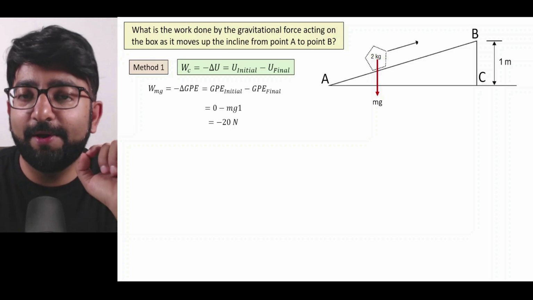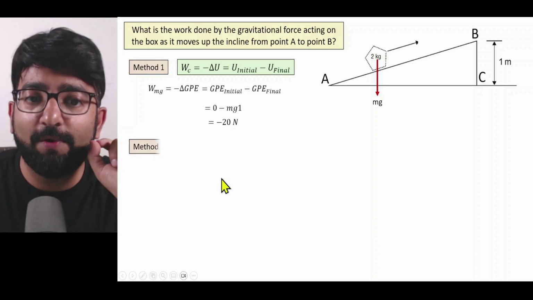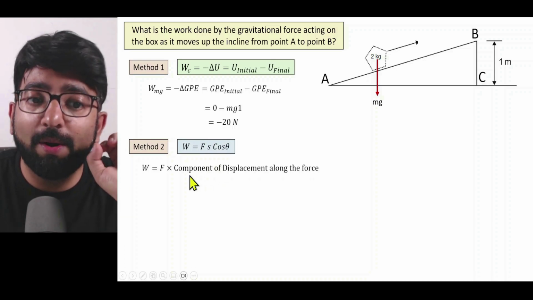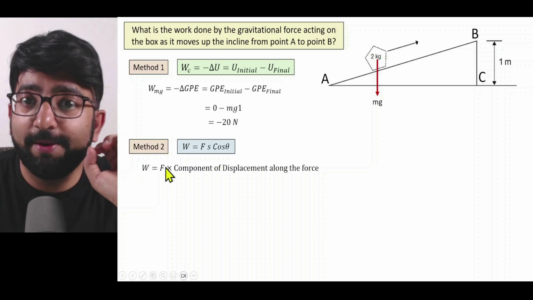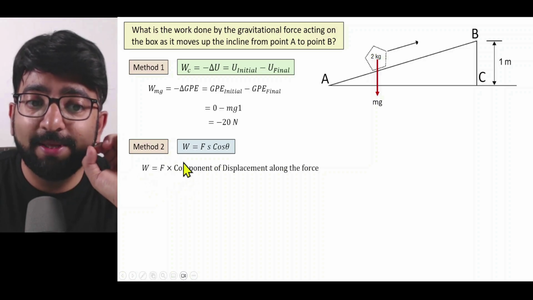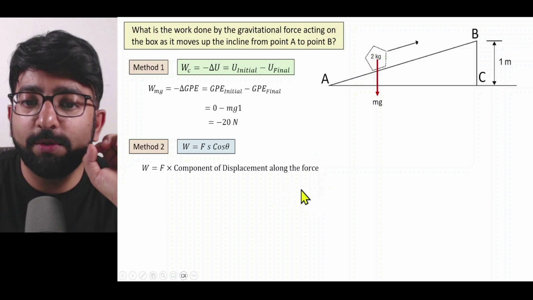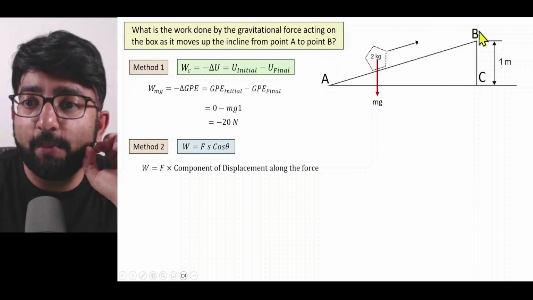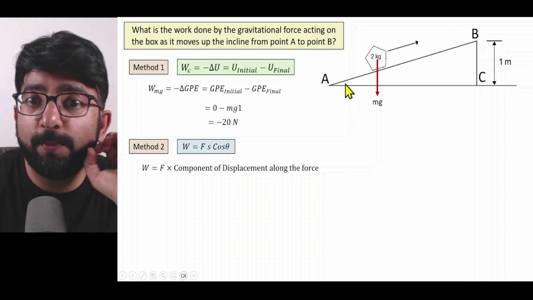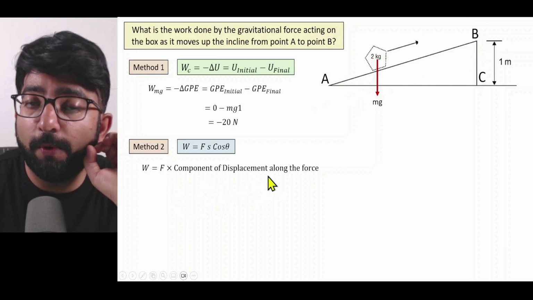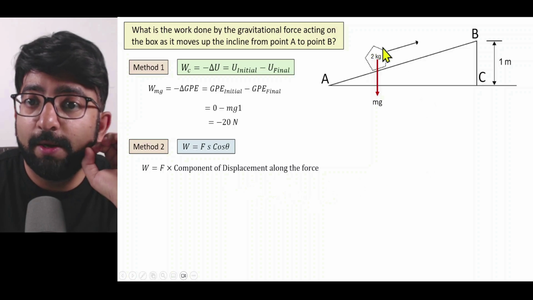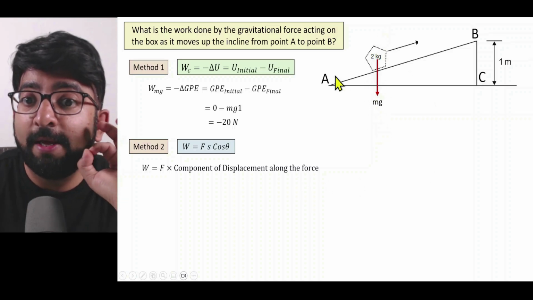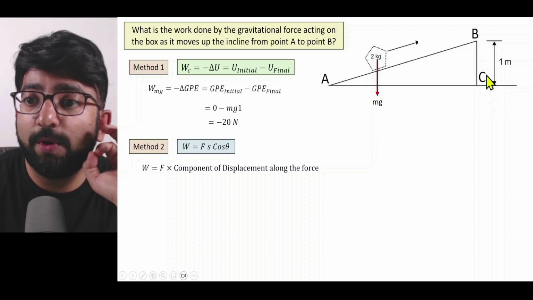Now the second method, we are going to use the basic formula for work done, which is F into S into cos theta. Now we also know work done can be written like this. Work done is the product of force with component of displacement along the force. Now, if you analyze this image, although the box is going from A to B, that is the overall displacement AB, what is the component of displacement along the force? Now, the force mg is vertical, it is along the y-axis. So, we have to find the y component of AB, which will be CB.